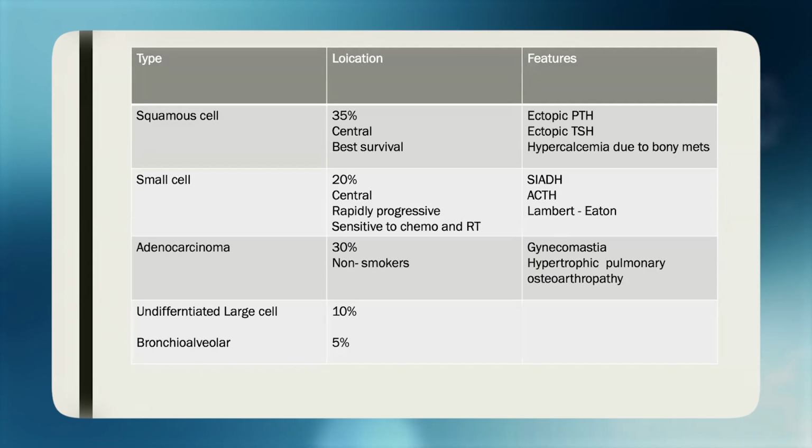Other complications which can be recognized is gynecomastia. Although gynecomastia can be present in squamous cell also, it is more common in adenocarcinoma. And of course, hypertrophic pulmonary osteoarthropathy, which is classical of adenocarcinoma. The other two are undifferentiated large cell carcinoma and bronchoalveolar carcinoma. There's not much discussion about this. More or less, questions come on these paraneoplastic syndromes.